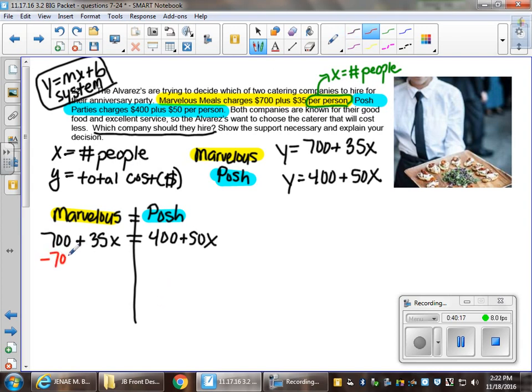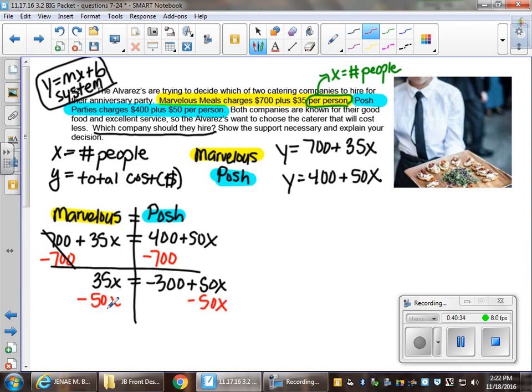I choose to move 700 first. You maybe chose to move something else first. That's fine. So that's gone. I have 35x equals negative 300 plus 50x. I will now subtract 50x from both sides. That gets me a negative 15x on the left side and a negative 300 on the right.